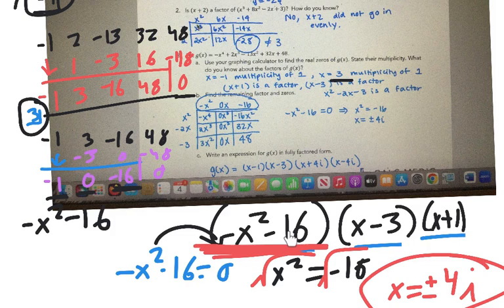So negative x squared minus 16 will factor to be, just think about moving these over. That's going to be x minus 4i and x plus 4i. So the way you find the factored form here, move everything back over and make it say it equals 0. So x plus 4i equals 0, x minus 4i equals 0. Here's my factored form.